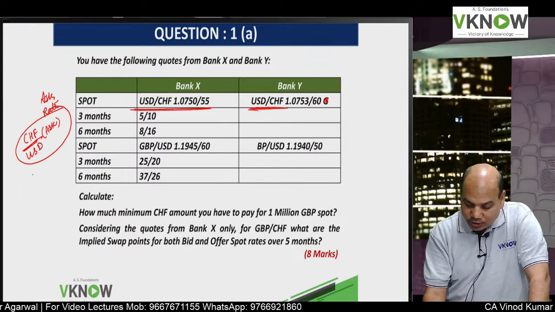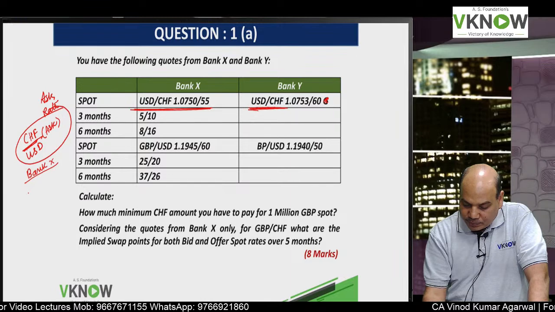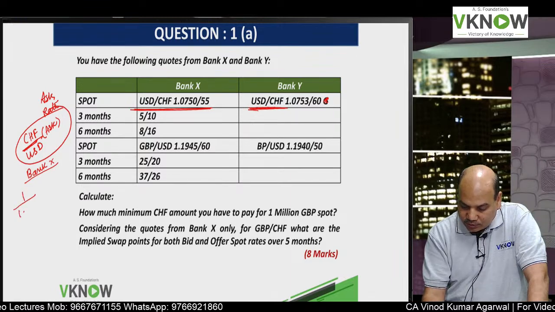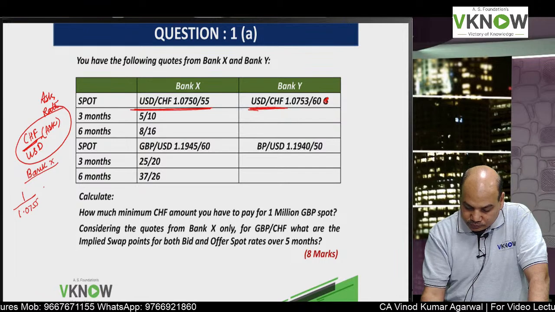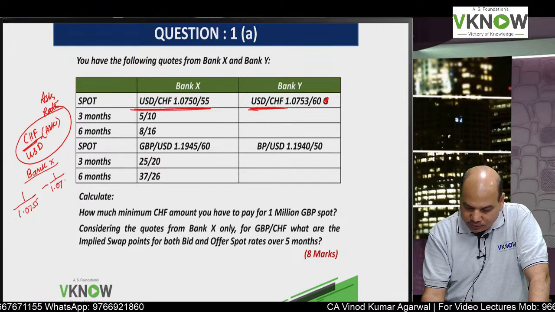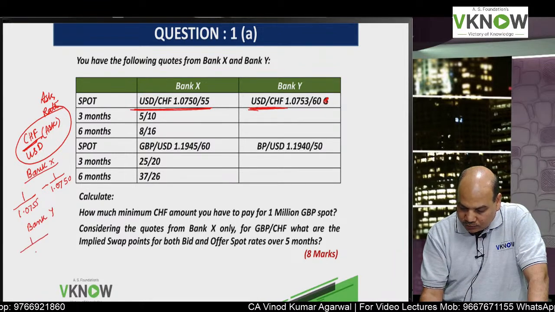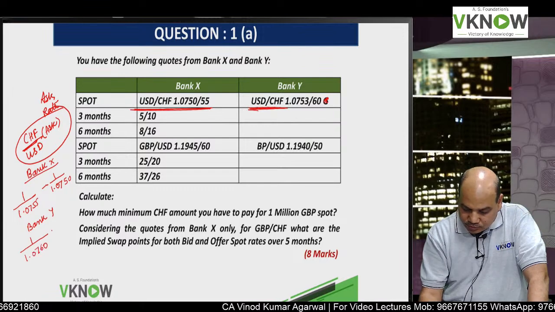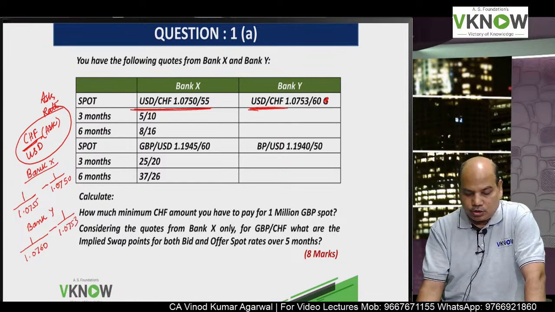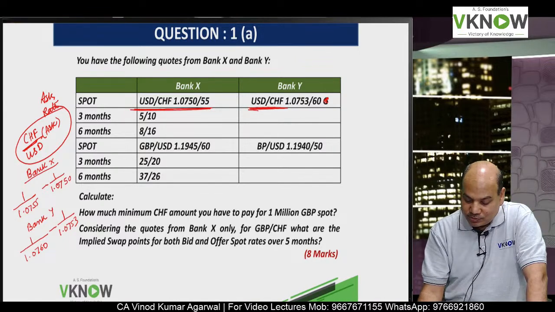In that case the student will say, for bank X, CHF per USD will be 1 divided by 1.0755 and 1 divided by 1.0750, and in bank Y, 1 divided by 1.0760 and 1 divided by 1.0753. This is the cross rate rule: the reciprocal of the buying rate is the selling rate, and the reciprocal of the selling rate becomes the buying rate.